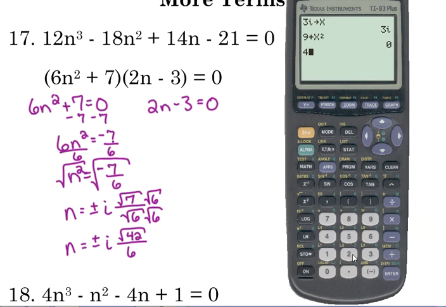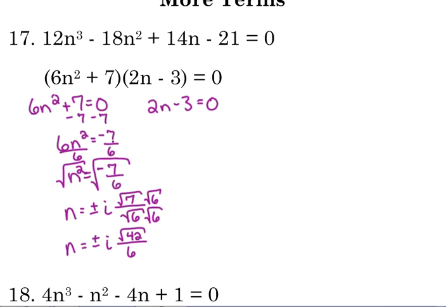Is 42 divisible by 4? No. It's not divisible by 9. It's not divisible by 16. Okay, 42 does not reduce because it's not evenly divisible by any of our perfect squares.